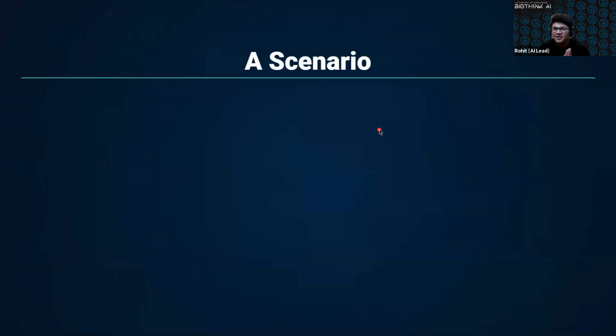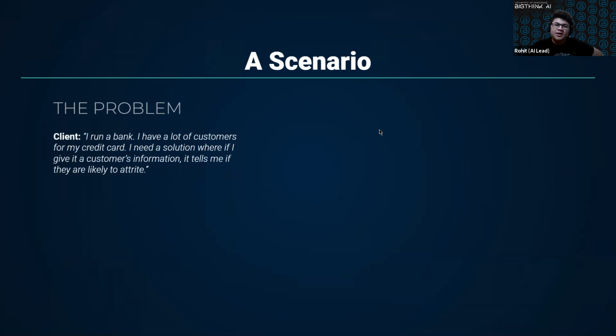All right, so here's where everything begins. We have a client giving us a problem. The client says, I run a bank. I have a ton of customers for my credit card. I need a solution where if I give it a customer's information, it's going to tell me whether they're likely to attrite. You being the data scientist, the ML engineer, you say, got it. And what is your operational definition of attrition?